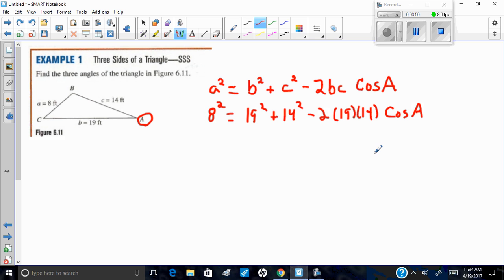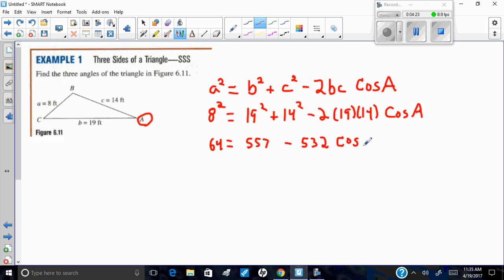And there we go. Now the next step is simplification. And we have to be careful when we simplify. I know 8 squared is 64. I know 19 squared plus 14 squared, which I've already figured out, you can use a calculator, but it will come out to 557 minus, now 2 times 19 times 14 is 532. Again, that's a calculator problem, times the cosine of A.